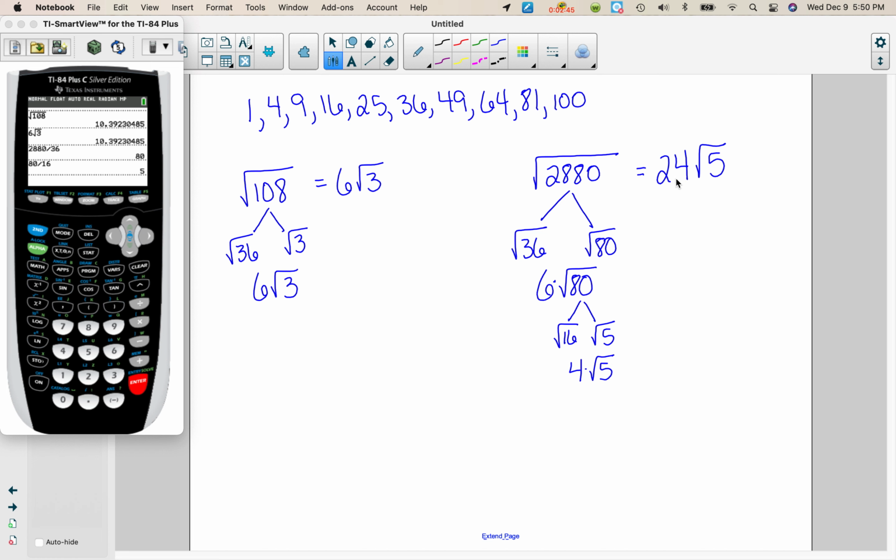Now if I had known that 24 squared would have been a perfect square, but it's okay to do it in 2 steps, especially when you have a large number. So you might find a perfect square that goes evenly and simplify it, but then take a look at what you have left and see if you can simplify that some more, because you might need a second step.